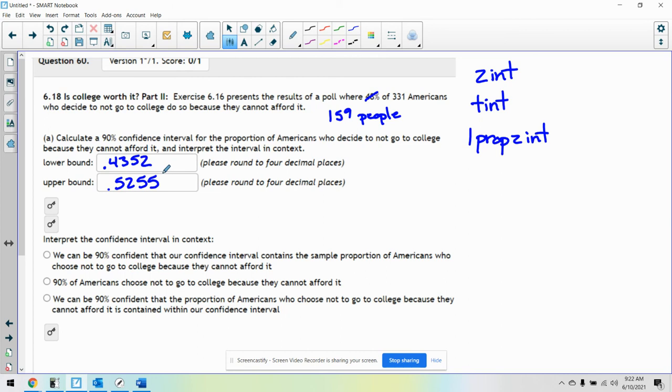Okay, so let's look at the interpretation. We can be 90% confident that our confidence interval contains the sample proportion of Americans who chose not to go to college because they cannot afford it. 90% of Americans chose not to go to college. That doesn't make any, that has nothing to do with our information. We can be 90% confident that the proportion of Americans who chose not to go to college because they cannot afford it is contained within our interval. Okay, similar to the first example.